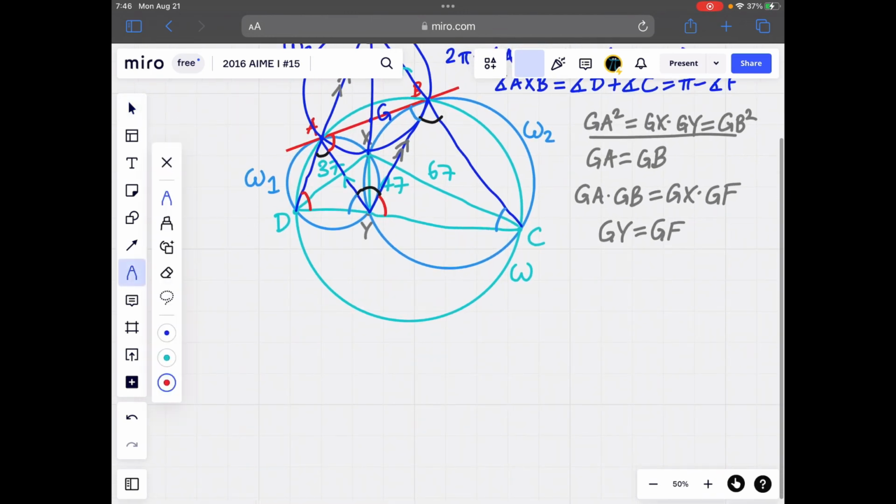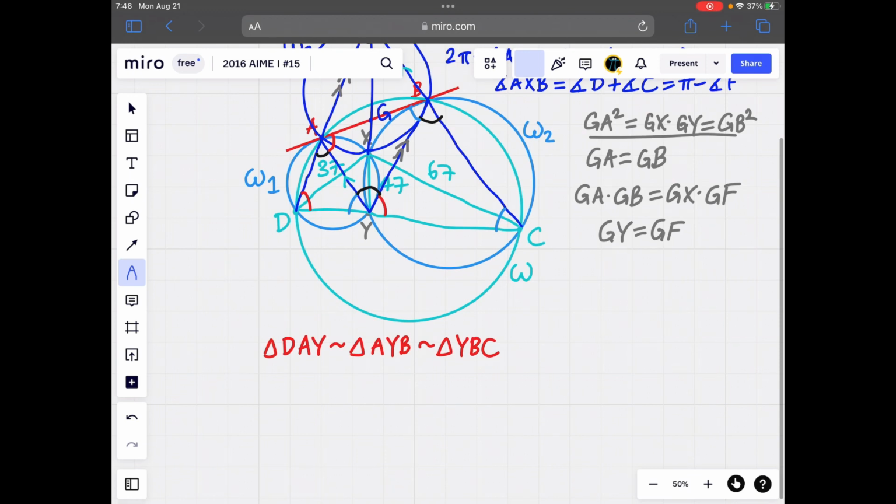Let's write them down. We're going to go in the order red, black, blue for each triangle. We have triangle DAY is similar to triangle AYB, which is in turn similar to triangle YBC. So we have a nice progression of 3 triangles here. And we want to find AB squared. So we want to get some similarity ratios here that have AB in them.